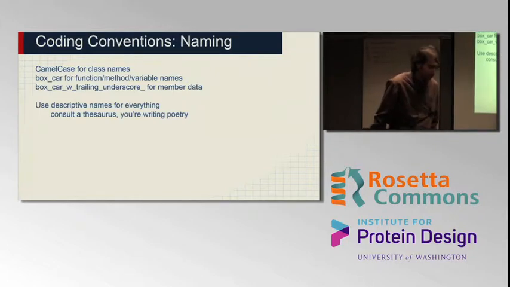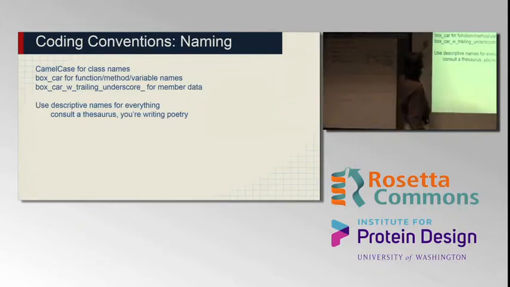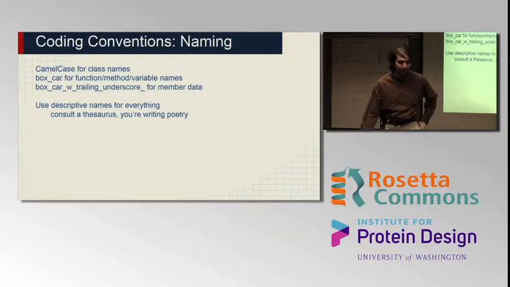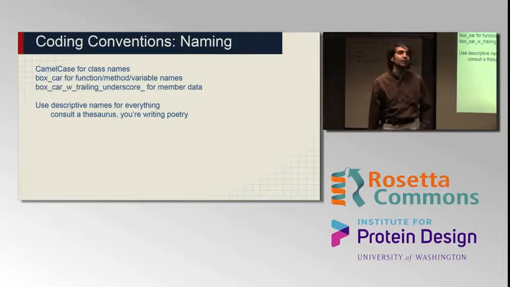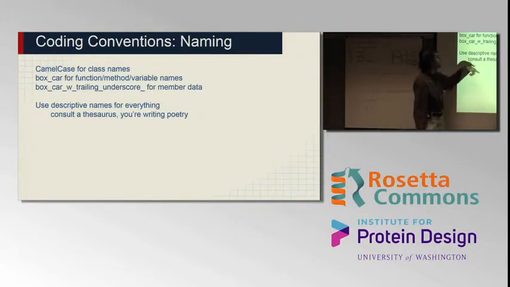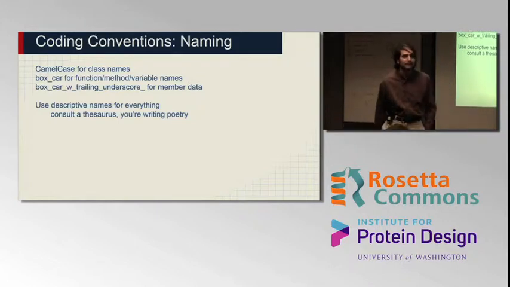Naming convention, we use camel case for class names. Camel case means you've got this Humpty Bumpty thing where you've got everything concatenated together in capitals at the start of each word. And we use boxcar for private member variables with a trailing underscore. So boxcar means you've got a bunch of things in lowercase separated by underscores. Looks like a train.